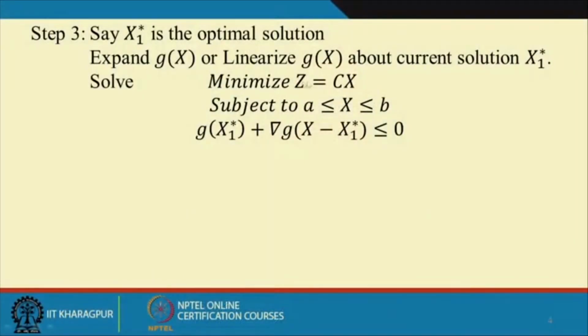Once we get one optimal solution, let it be x1 star. Next, around x1 star, we will expand the nonlinear constraint functions, whatever functions we have, around that point. Then all the constraints will be converted to linear constraints, and the objective function is already linear, z equal to cx. That is why we can solve minimization of z equal to cx subject to the linearized constraints. If we solve it, we will get one optimal solution.